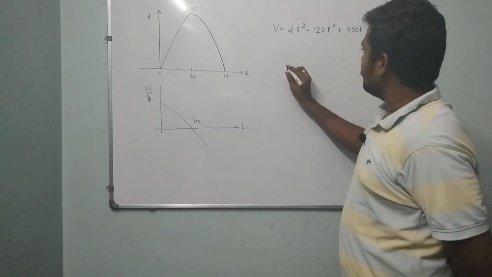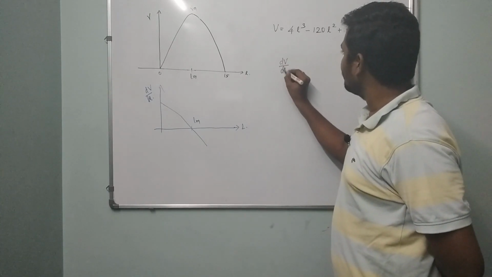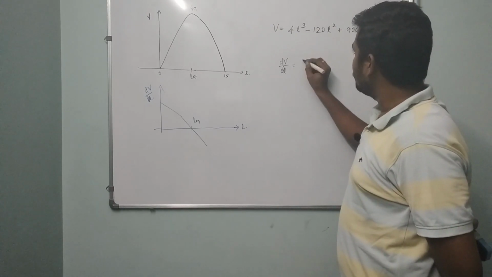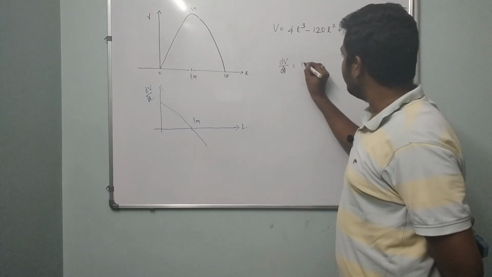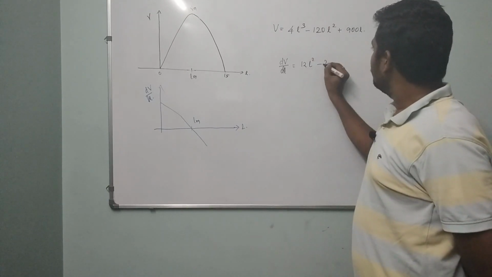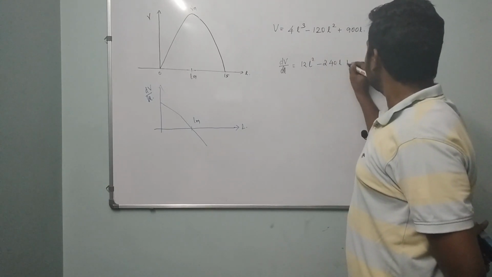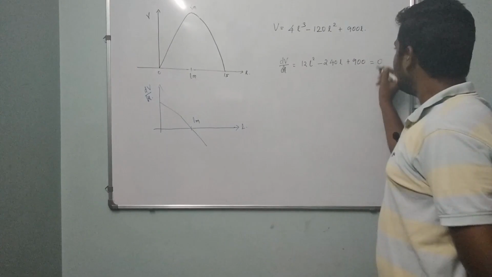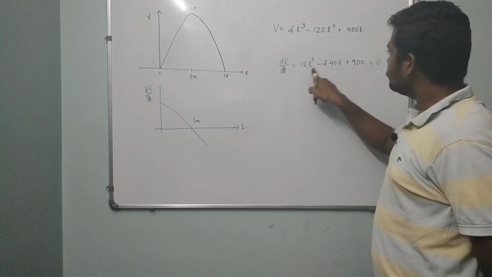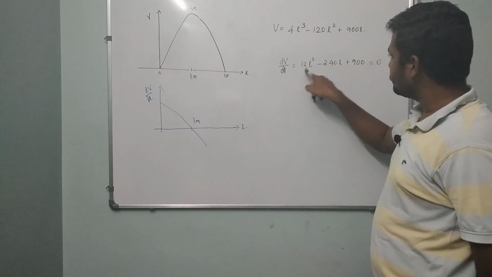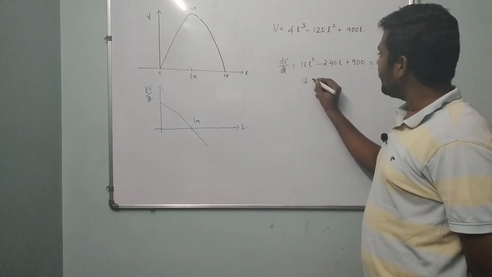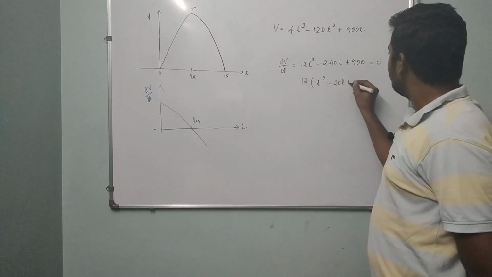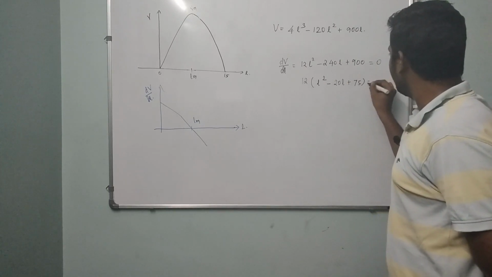So let's take this equation and do dV by dL, which is just simple differentiation. So 4L cubed means 4 into 3, 12L squared, minus 240L plus 900, and as I said, we need to equate it to 0. By equating to 0, we need to solve this equation. Can we take 12 outside, because 12 is common in all the terms? If I take 12 outside, I get L squared minus 20L plus 75 equal to 0.